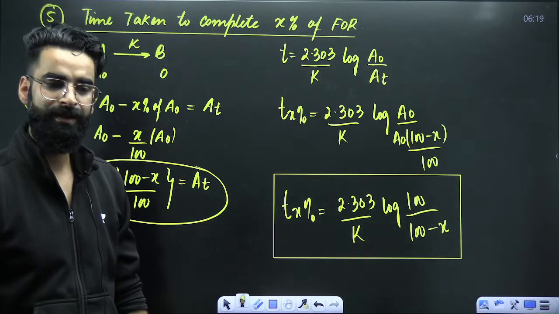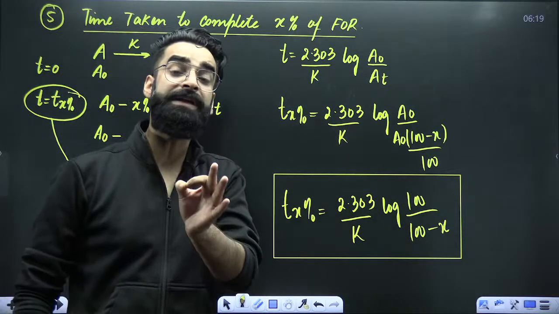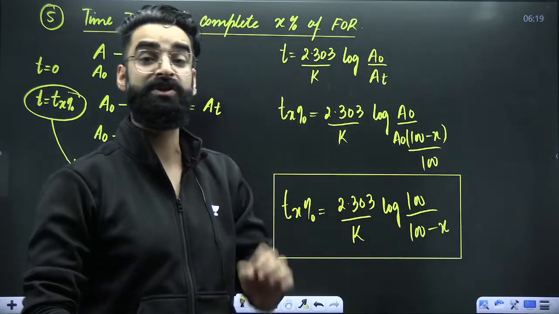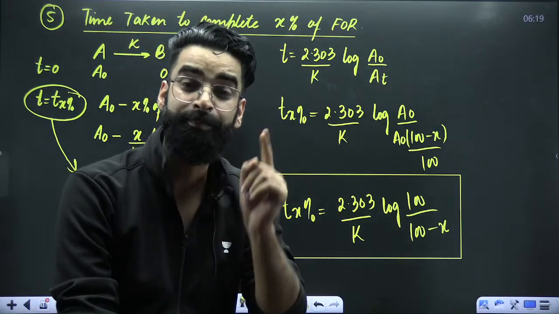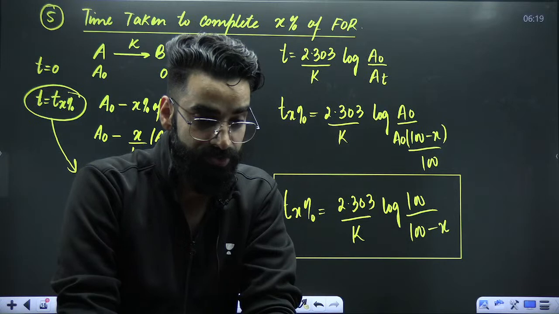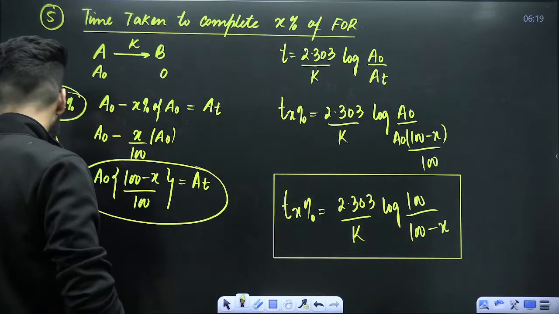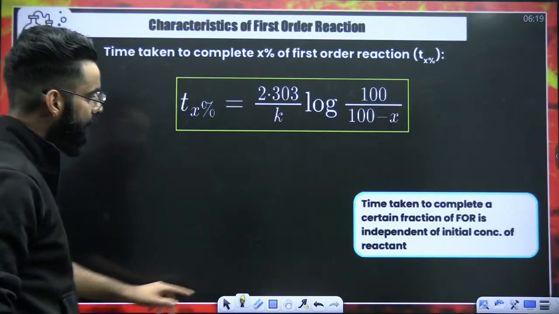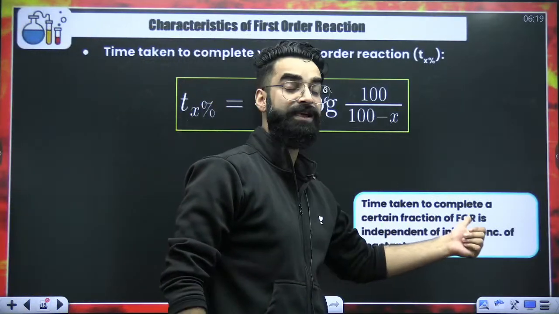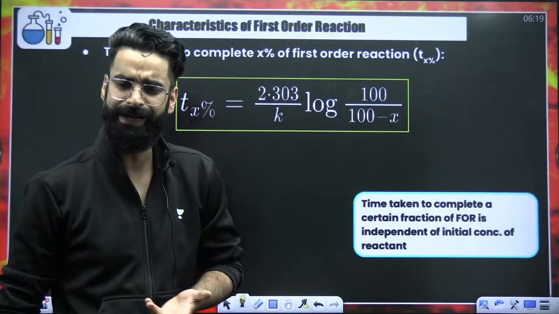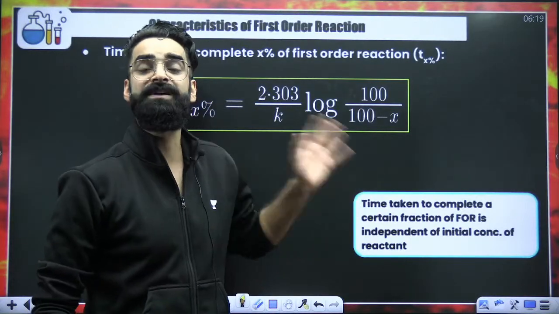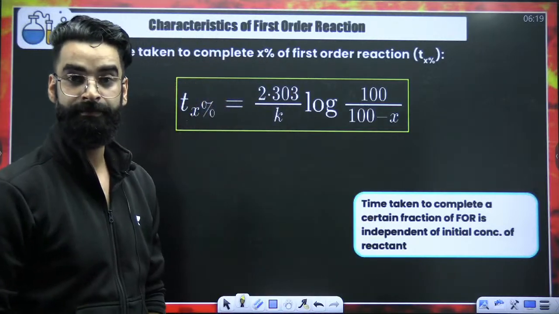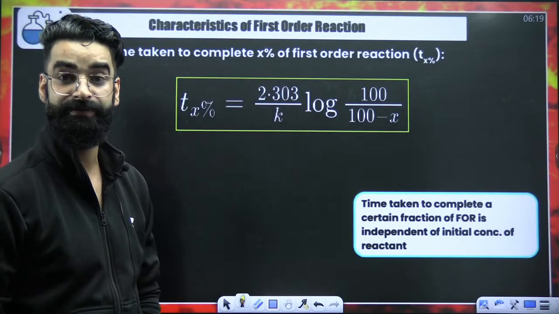What does it mean? It means that time taken to complete X% of the first order reaction is independent of the initial concentration of reactant. I'm going to write this expression here, or maybe I've already written it. Time taken to complete a certain fraction of first order reaction, or you can say indirectly, time taken to complete X% of the first order reaction, is independent of the initial concentration of reactant.